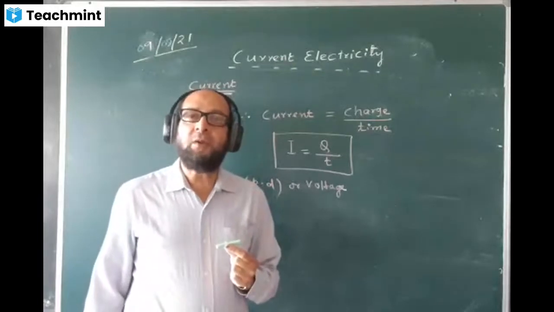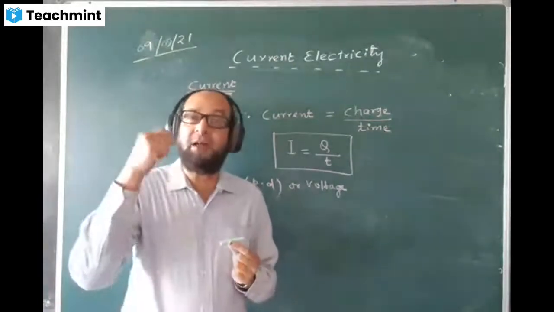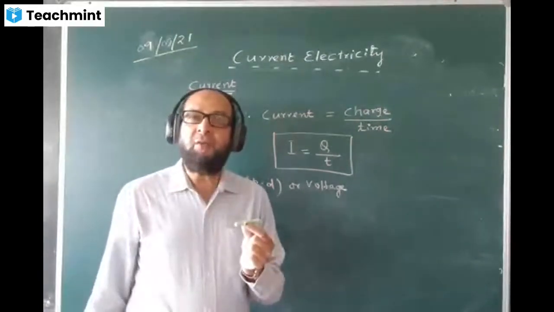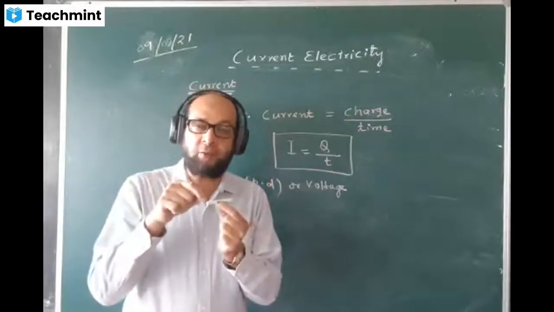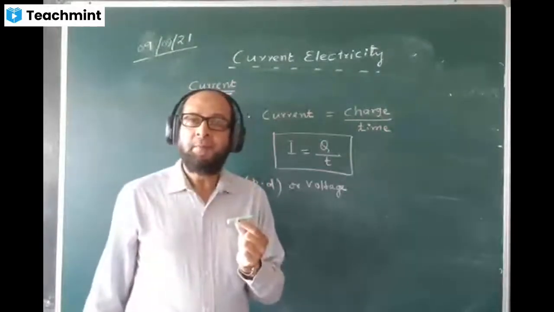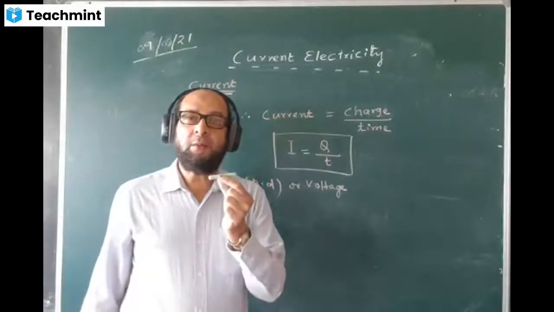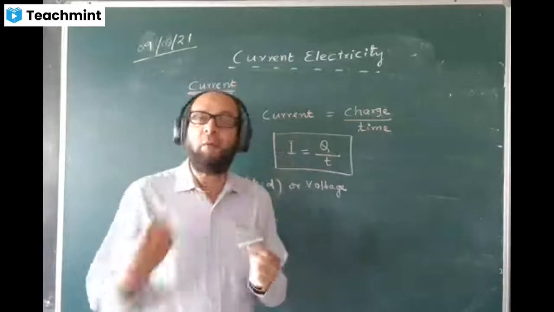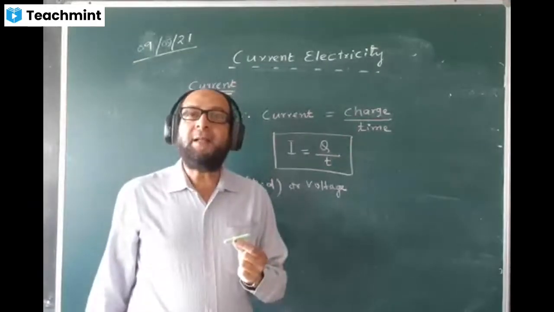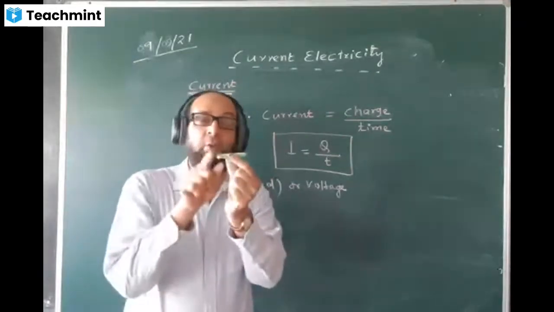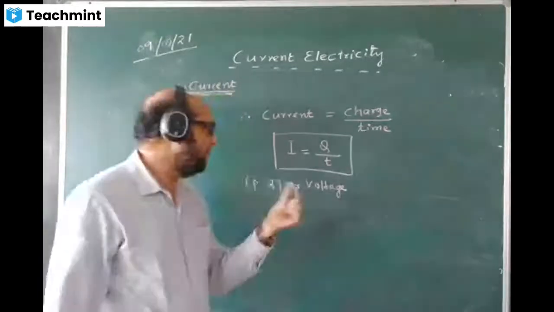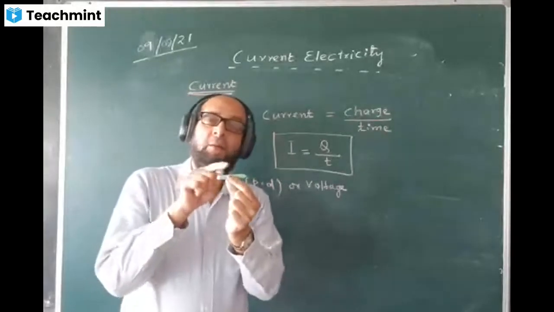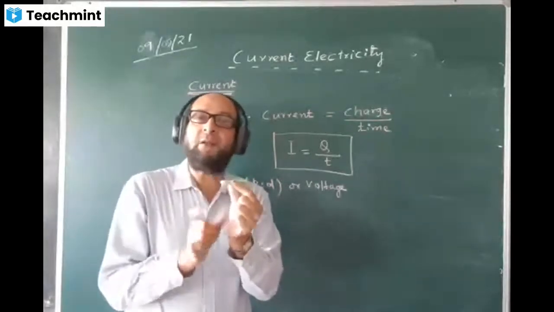What is the role of the source? The source provides potential difference. One end we keep positive, one end we keep negative. Current flows from a point of higher potential to a point of lower potential. From positive to negative, the current will flow. We are maintaining the potential difference, the difference between the two ends of the conductor. Potential difference is the voltage. If both the ends are connected with the positive terminal, you will see that no current is flowing.